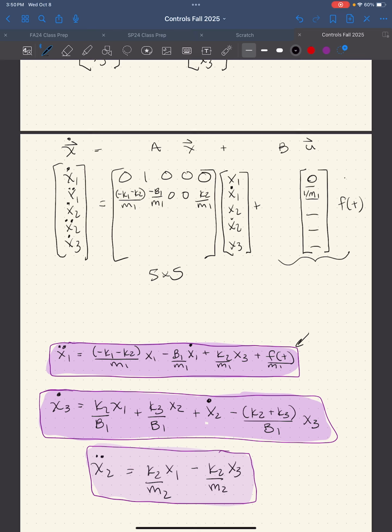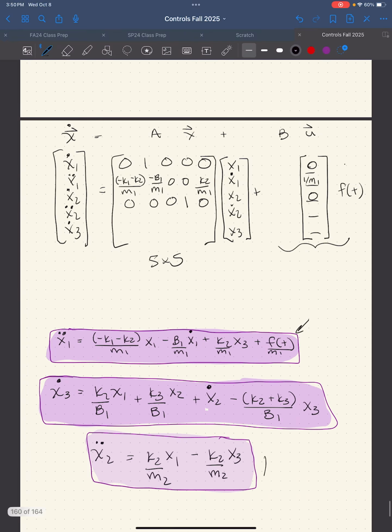All right, my x2 dot is just a state, so that's 0, 0, 0, 1, 0. 0 for the input over there. x2 double dot is this last equation here. So I have k2 over m2. No x1 dot. No x2. No x2 dot. x3 is minus k2 over m2. No forces on there. And lastly, this last equation of motion.